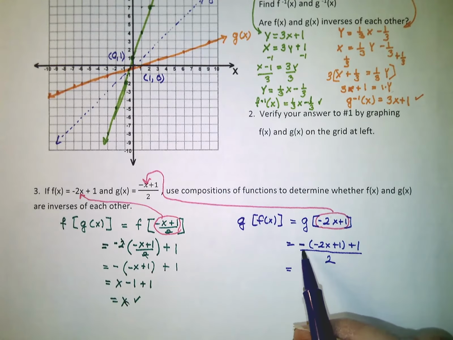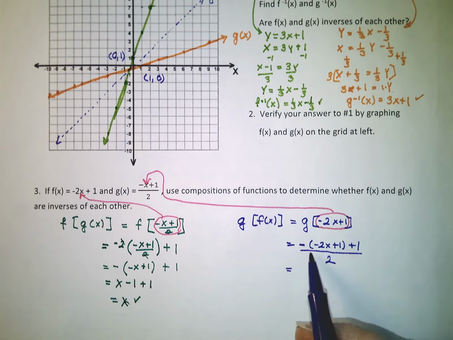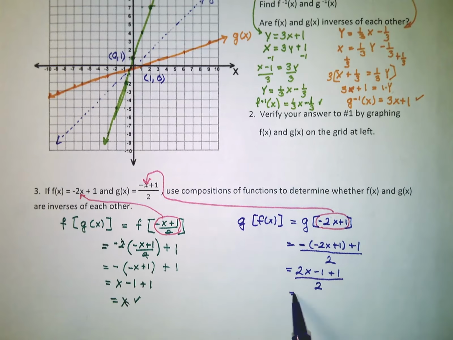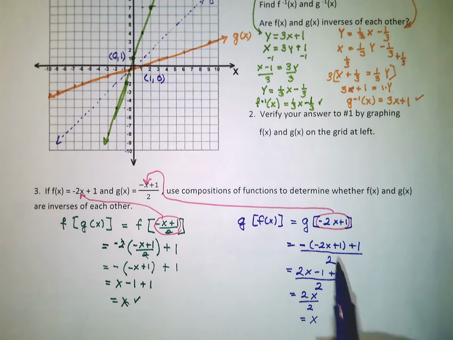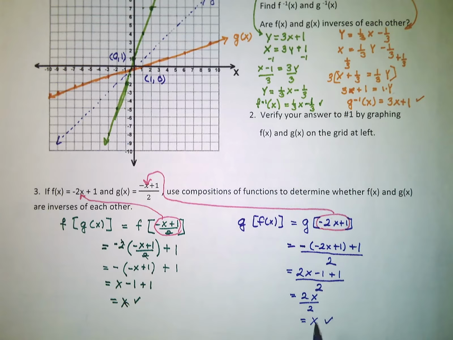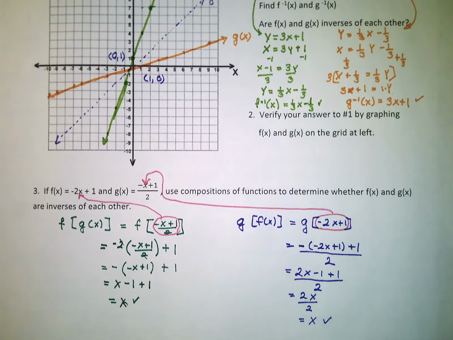Well, to simplify, we can take the opposite of whatever's in this parentheses. So the opposite of negative 2x, the opposite of positive 1, and we have a plus 1 hanging off the end. Well, these two 1s add up to 0, so we have 2x over 2, which equals x. So the g and f functions canceled out, and these two must be inverses of each other.